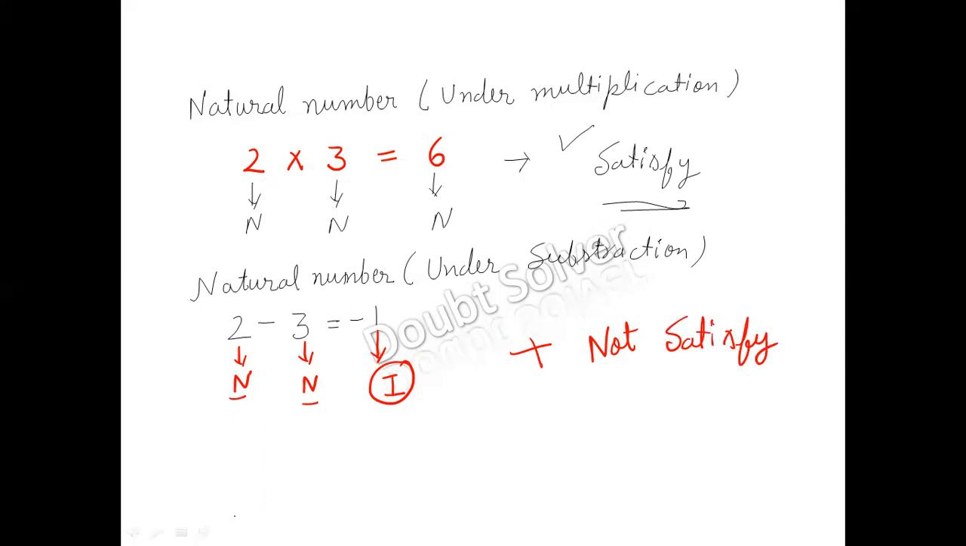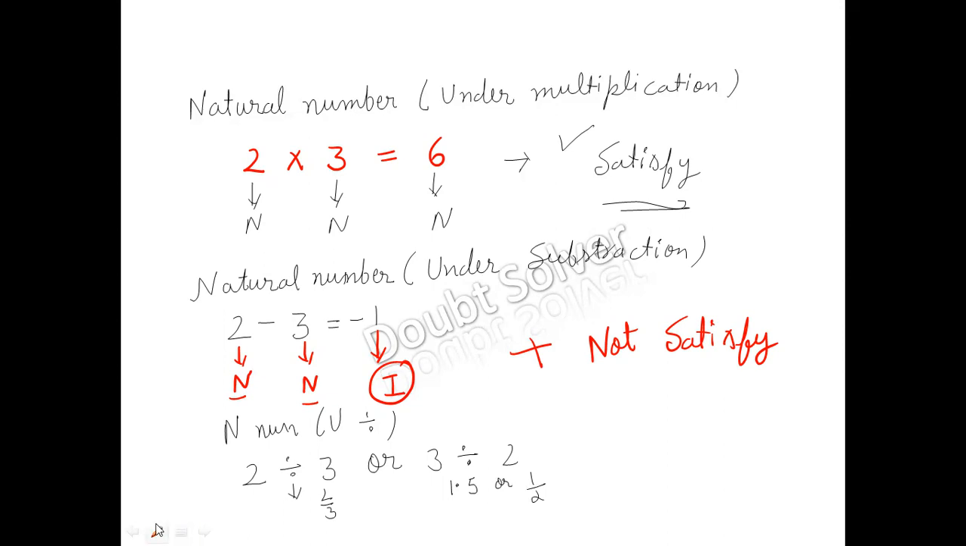What about division? Let's just write it in short. Natural numbers under division. Let's just take the same two numbers. 2 divided by 3. Is it possible? Okay, or let's just take 3 divided by 2. From the very first case, what do we get? 2 by 3, a fraction. From the second case, what do we get? 1 by 1.5 or 1 by 2, which is again a fraction.